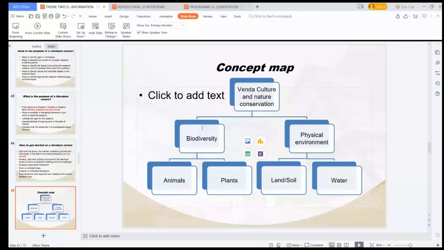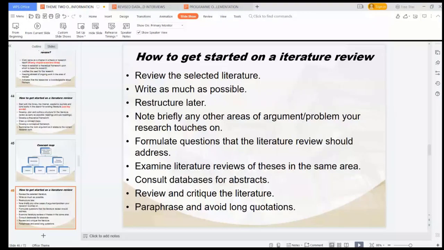Now, getting started again: review the selected literature, write as much as possible, restructure later, note briefly any other areas of arguments or problems your research touches on, formulate questions that the literature review should address. Examine literature reviews in the same area. Consult databases for abstracts. Review and critique the literature, paraphrase and avoid long quotations. These are just some of the guidelines that were being provided from literature.